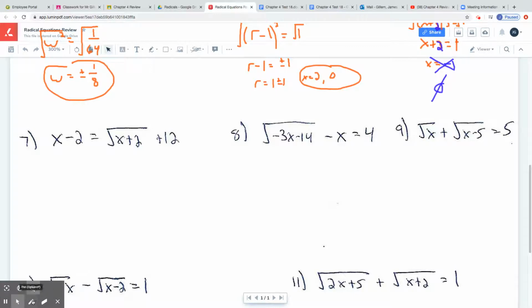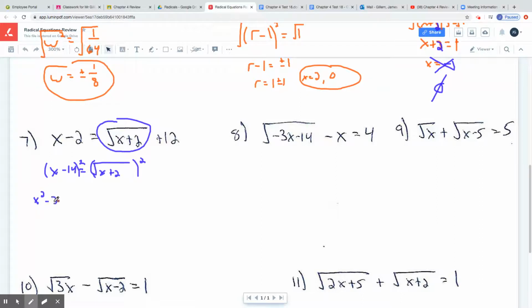All right, for 7, we want to get this by itself, so let's bring over the 12. I get x minus 14 equals the square root of x plus 2. I'm going to square both sides to get rid of the square root. So x minus 14 squared is x squared minus 28x, and 14 squared is 196, equals x plus 2.